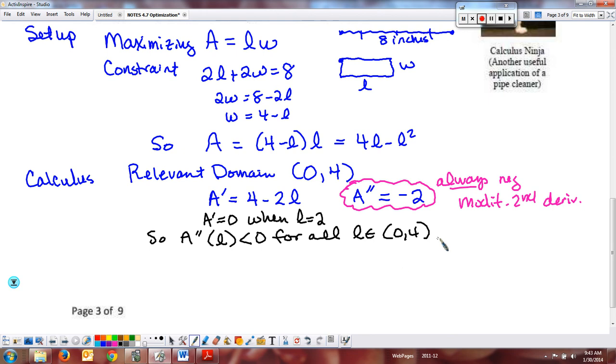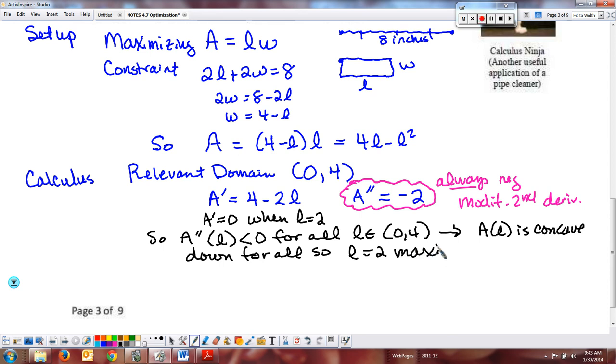And so what does that mean? That implies that A of L is concave down for all L, so L equal to 2 maximizes the area. And then we're done. So that one's actually a fairly quick test. Then I have to go back.